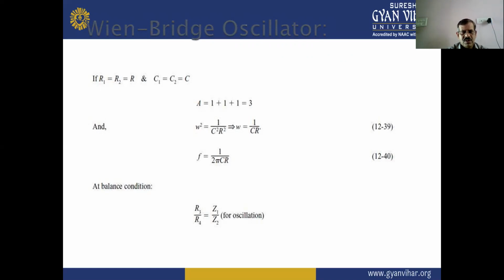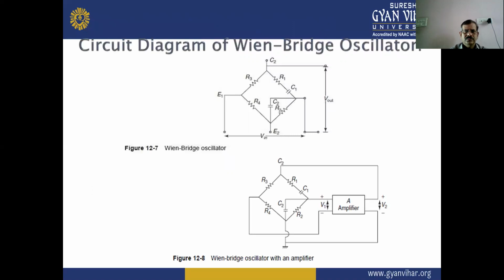So frequency of oscillation will be equal to f equal to 1 upon 2 pi RC, and at the balance condition, R3 upon R4 equal to Z1 upon Z2. This is for the oscillation conditions. So that is the diagram for the Wien bridge oscillator.